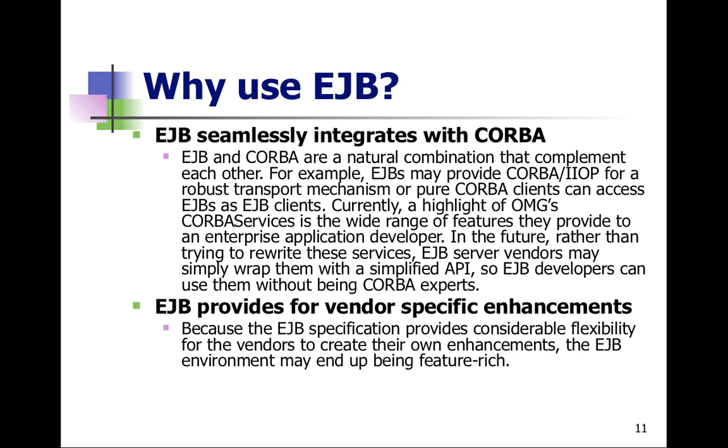The cheapest route of everything is the Java route. There are no licenses to pay for anything. You know, JDBC is free. JSP is free. I mean, CORBA is a step up. It's an upgrade to it, I'll just put it that way. So the Java Beans have vendor-specific flexibility. Vendors create their own enhancements in terms of the environment, making it feature rich.